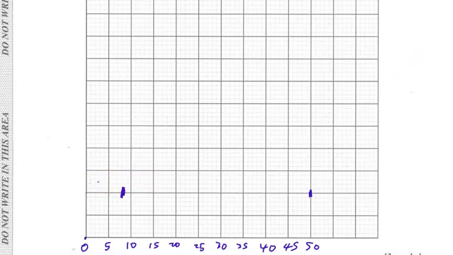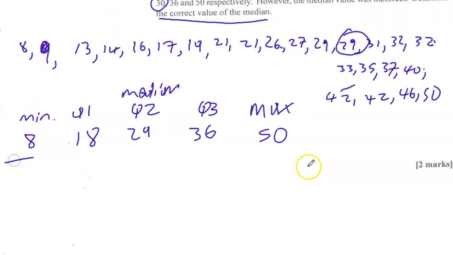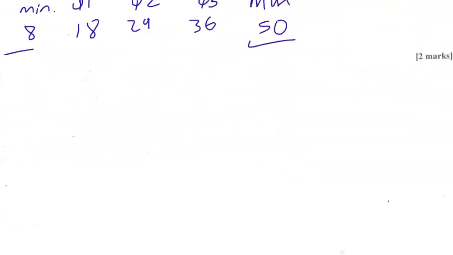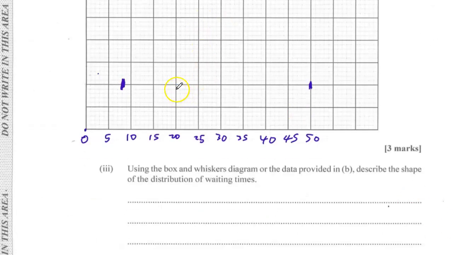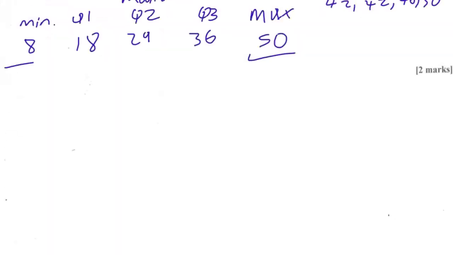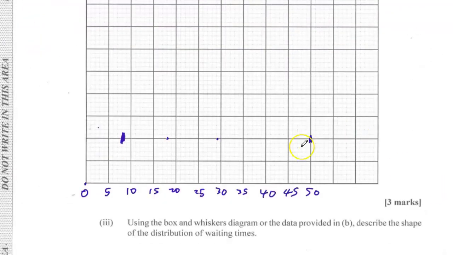So we have a minimum and maximum already. The quartiles, 18, 29, and 36. So 18, that's 2 before the 20. 29, that's 1 before the 30. And the third quartile was what again? 36. 36, that's 1 after 35, right?